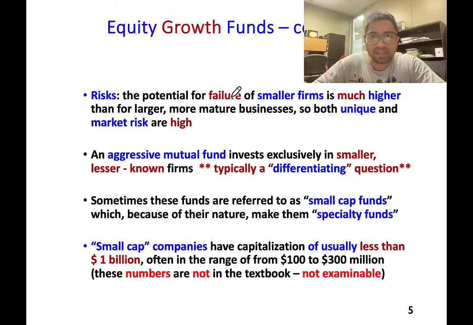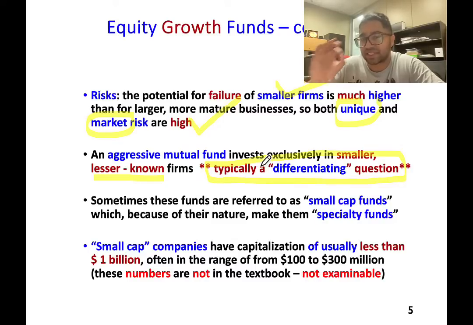Risk: the potential failure of a smaller firm is much higher than for large matured businesses. So the growth fund also has unique and market risk, which are higher than normal funds. And aggressive mutual funds invest exclusively in smaller, less known firms. This differentiates them from a normal equity fund because they specifically target smaller, lesser known firms. Sometimes these funds are also called small cap funds, and their nature makes them specialty funds.